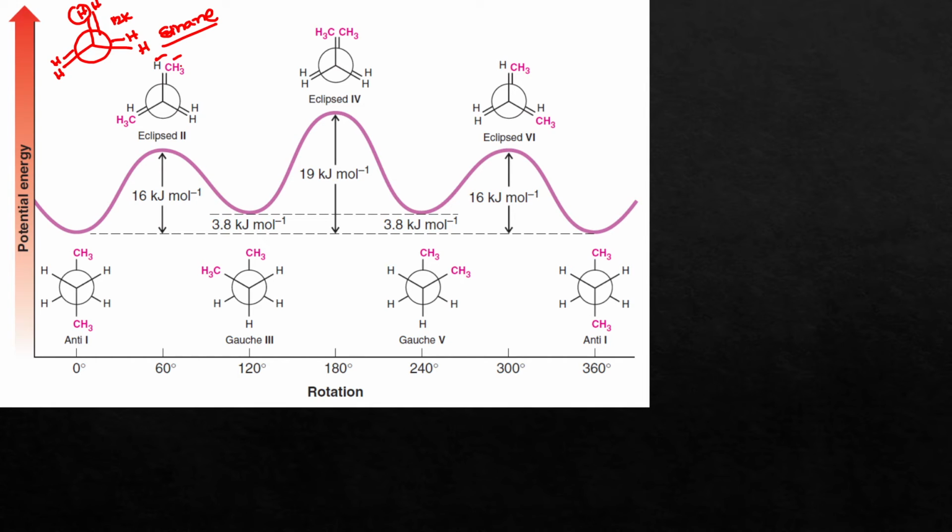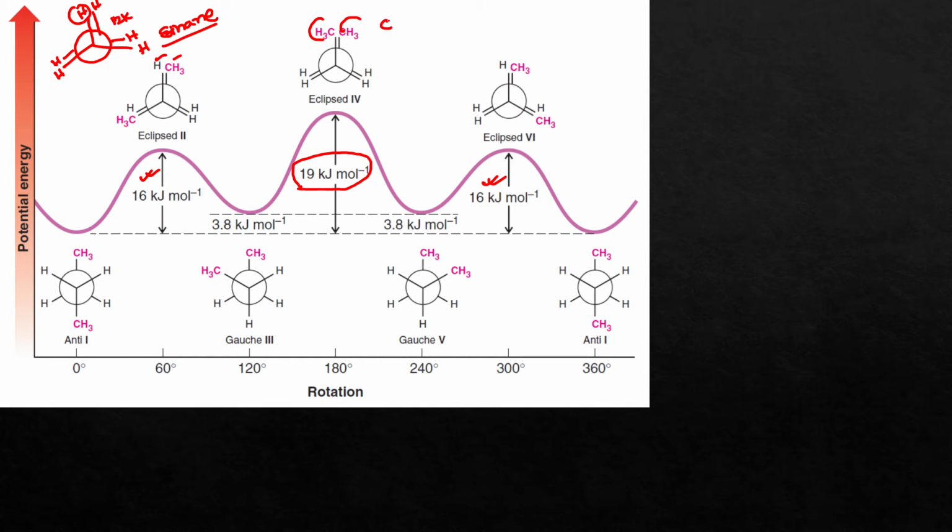So that's why the steric repulsion between this hydrogen and methyl will be much higher than what is seen in the eclipsed conformation of ethane. So that's why this energy barrier is larger, 16 kilojoules per mole. On the other hand, if you see this eclipsed conformation, in this case the energy barrier is higher than 16 kilojoules, that is 19 kilojoules per mole, because in this case the steric repulsion occurs between two methyl groups.